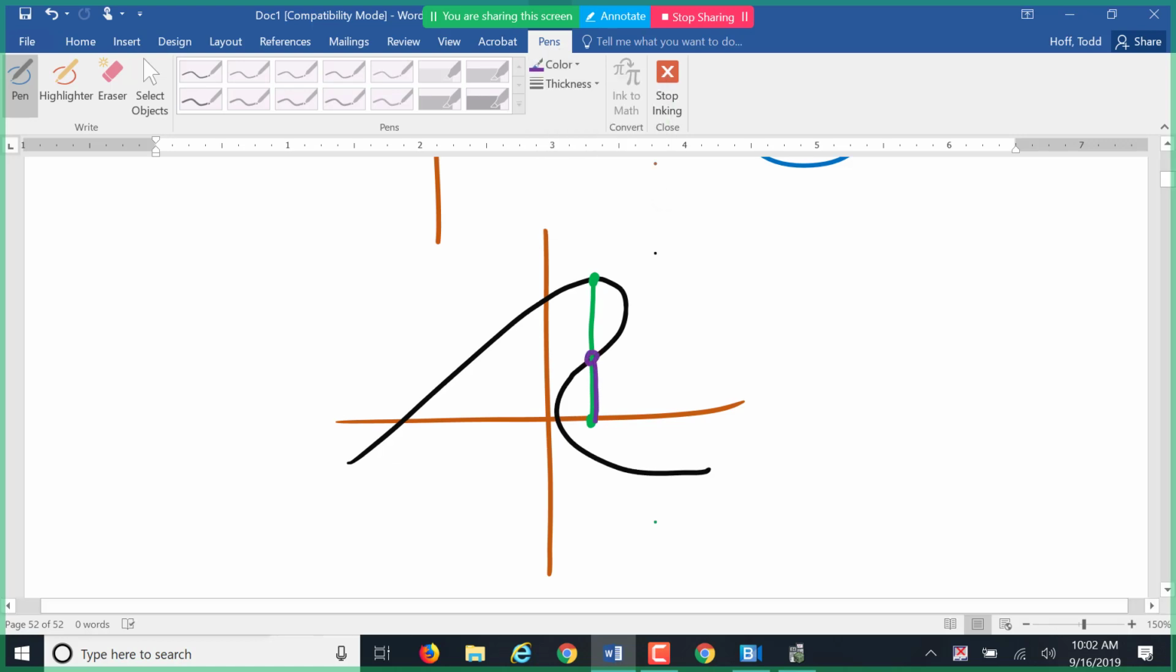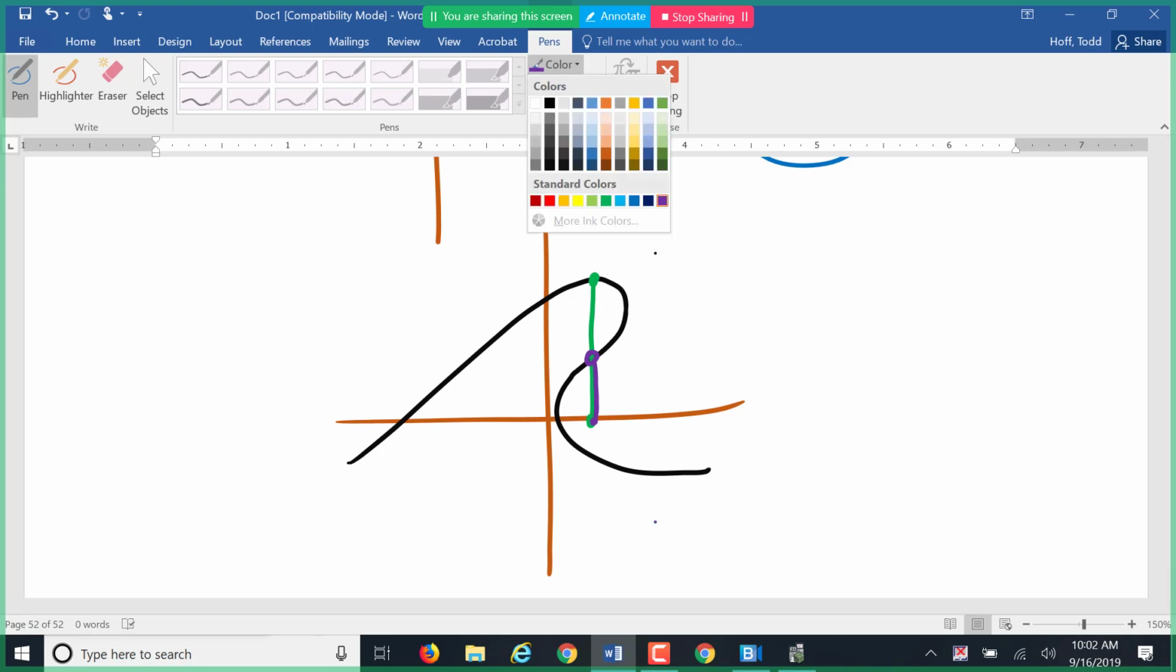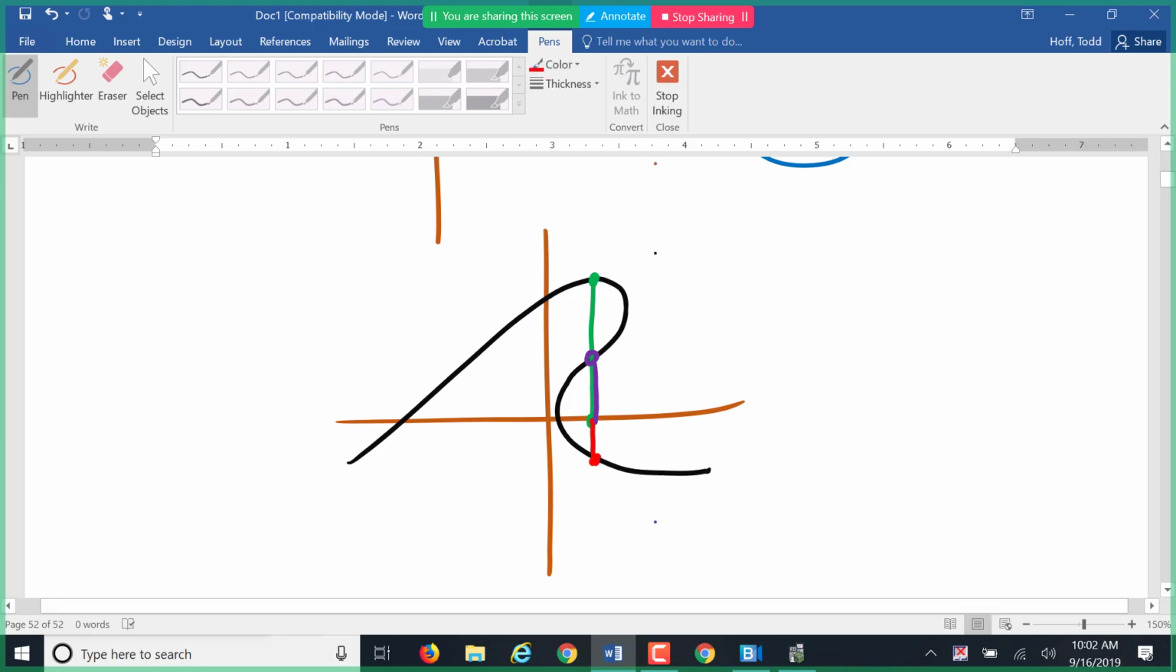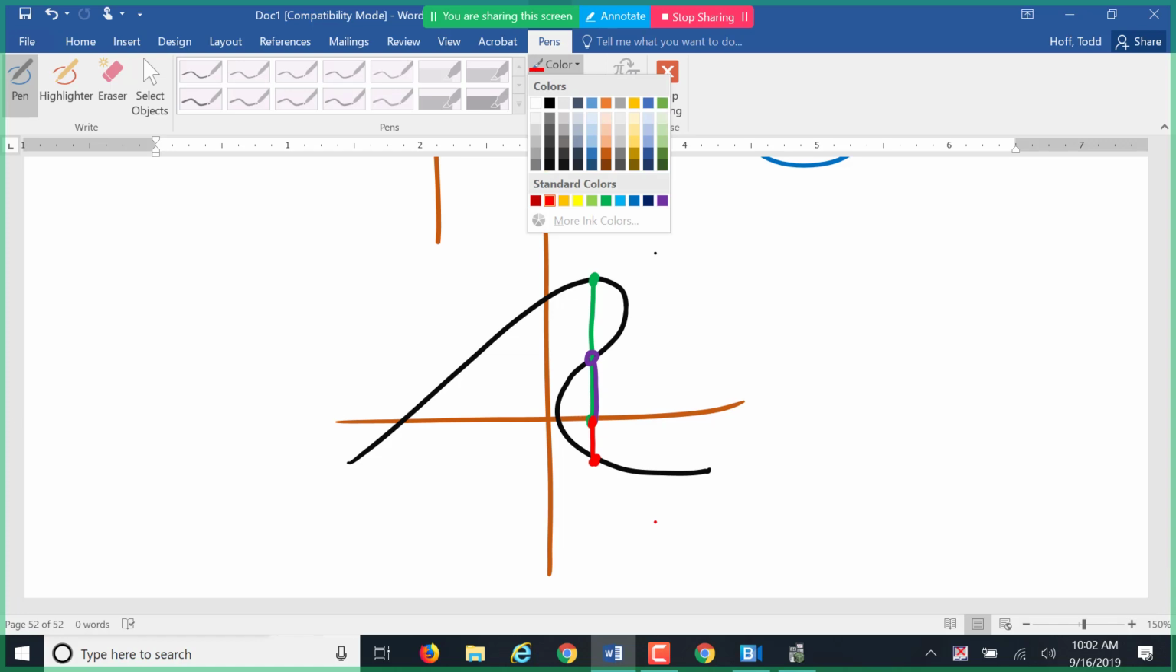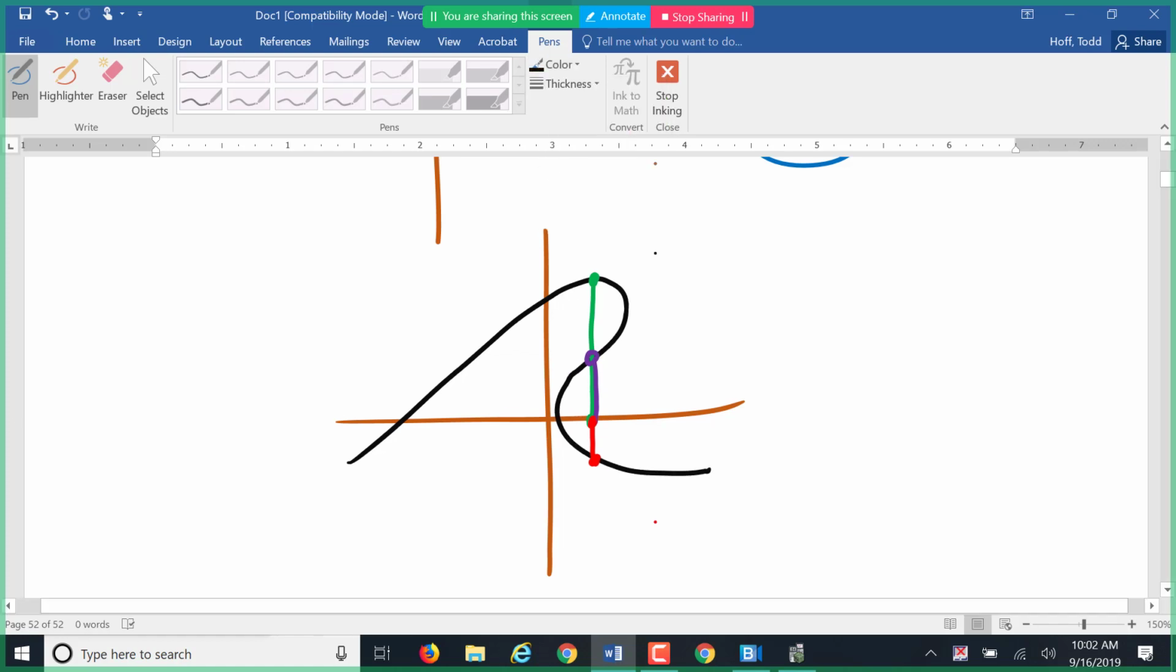This point has the same domain value. And in fact, this point has the same domain value. That one value in the domain actually goes to 3 different values in the range. So to test to see if a graph is a function, we use something called a vertical line test.